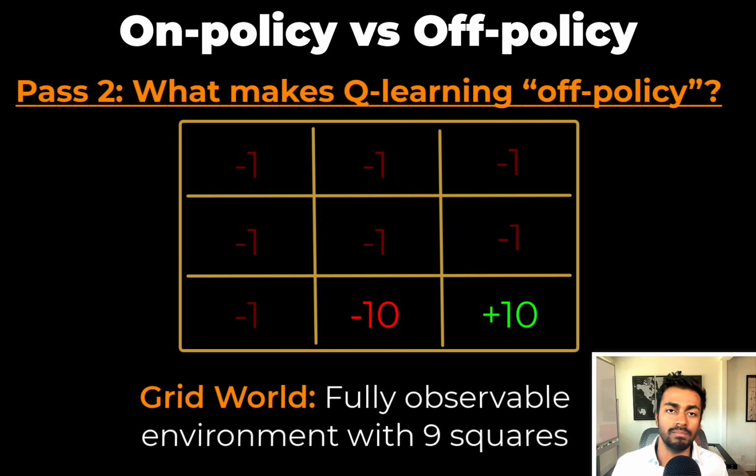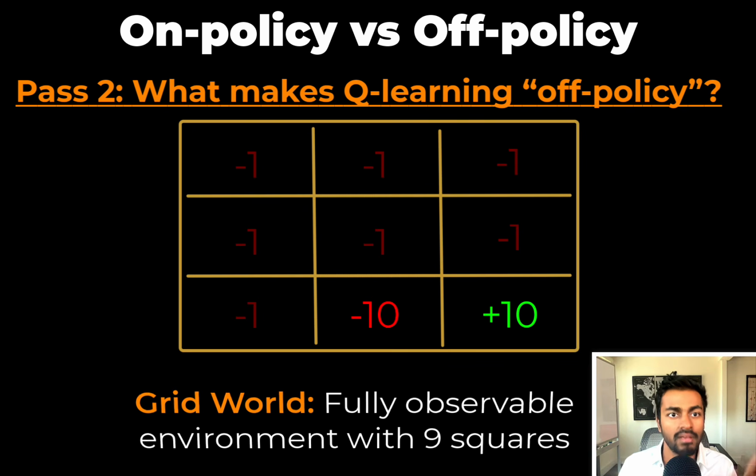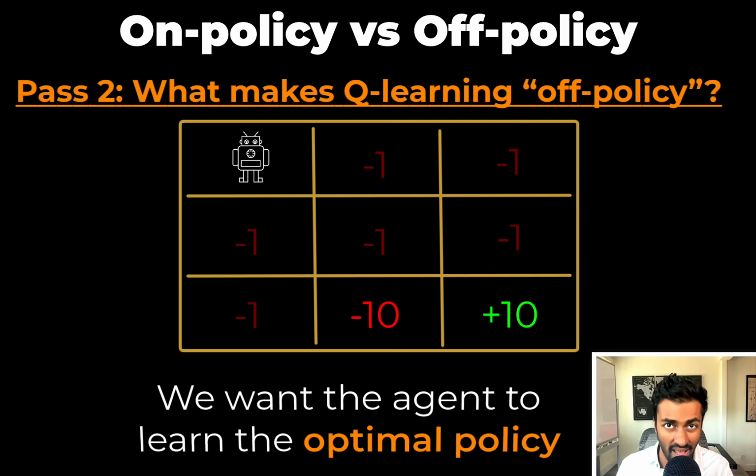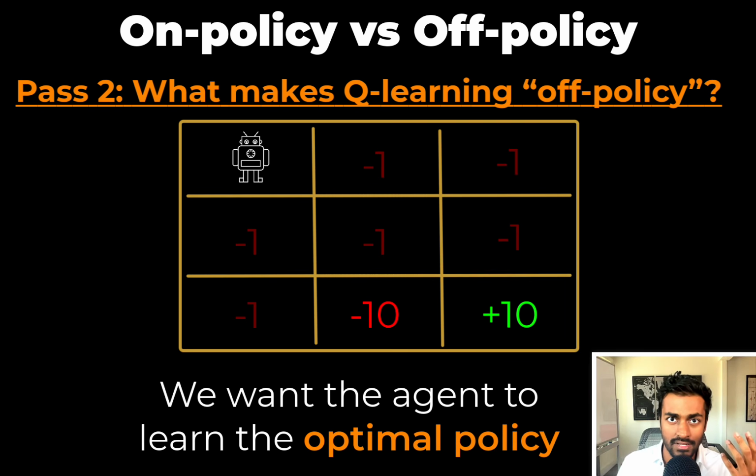So let's take a fully observable grid world of 9 squares. You can see here that there's a +10 square, a -10 square, and everything else is -1. The goal for the agent is to start in the top left corner and get to the +10 reward spot, making the best possible set of actions. And so we want the agent to learn an optimal policy.